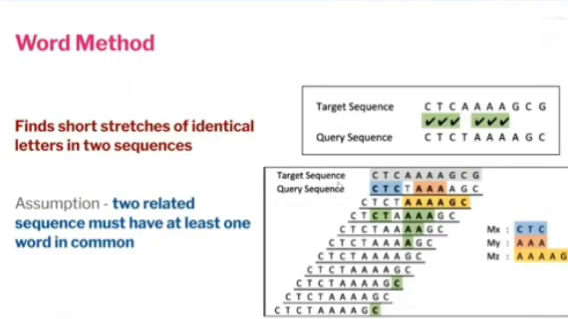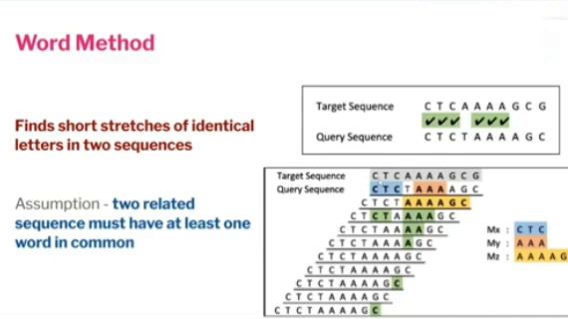The third method is the word method, which is completely different from the previous methods. The method is developed based on the assumption that any two related sequences might have at least one word in common. In this method, first, short stretches of identical letters in two sequences are found, and the rest of the sequences are placed for alignment based on the short stretches.